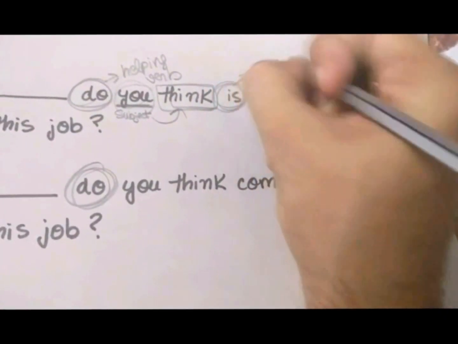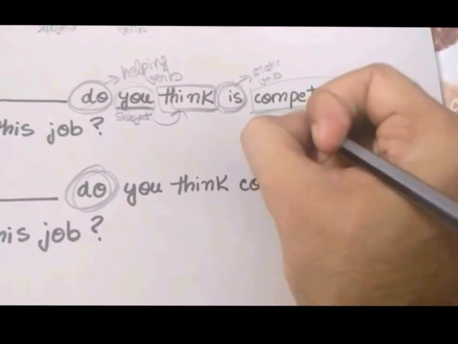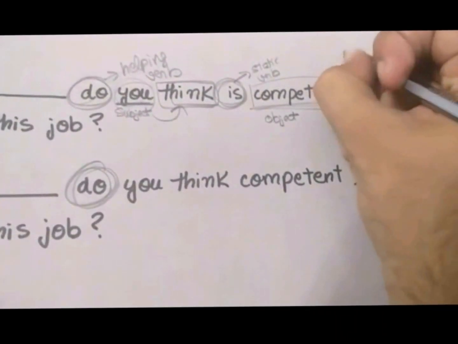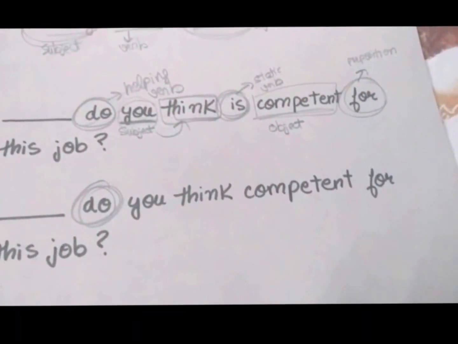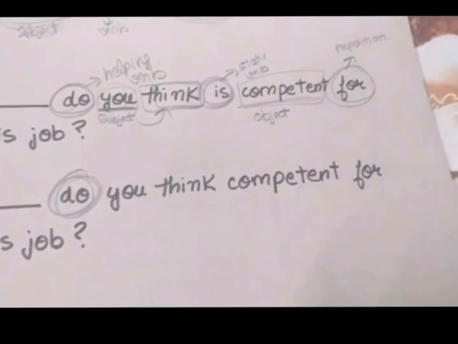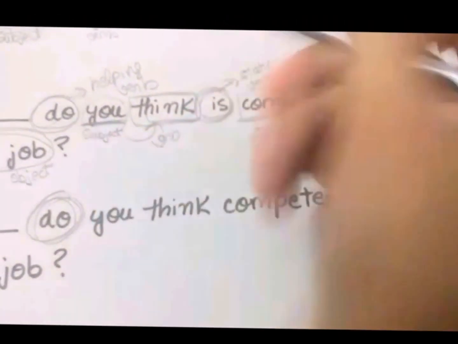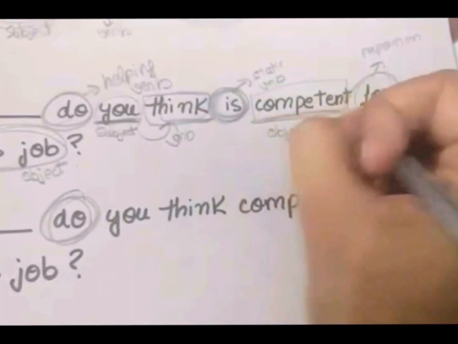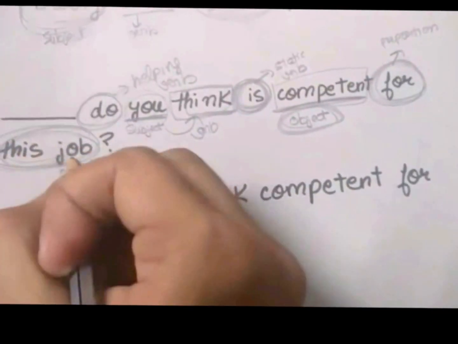Now this, as I've mentioned, is a static verb. Competent is an object. For is a preposition. And anything after the preposition is always an object, so this job is an object. So let's see. You, the subject, has the verb think associated with it. We have this static verb here, this competent, which is an object, a preposition for, and then an object job.